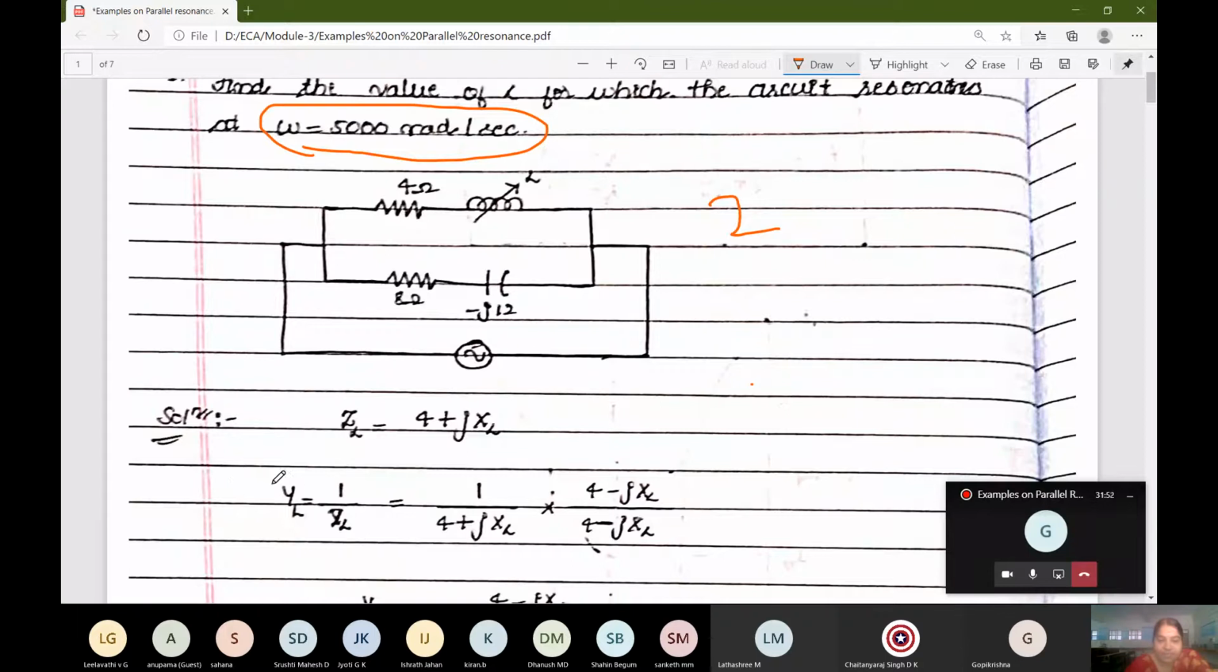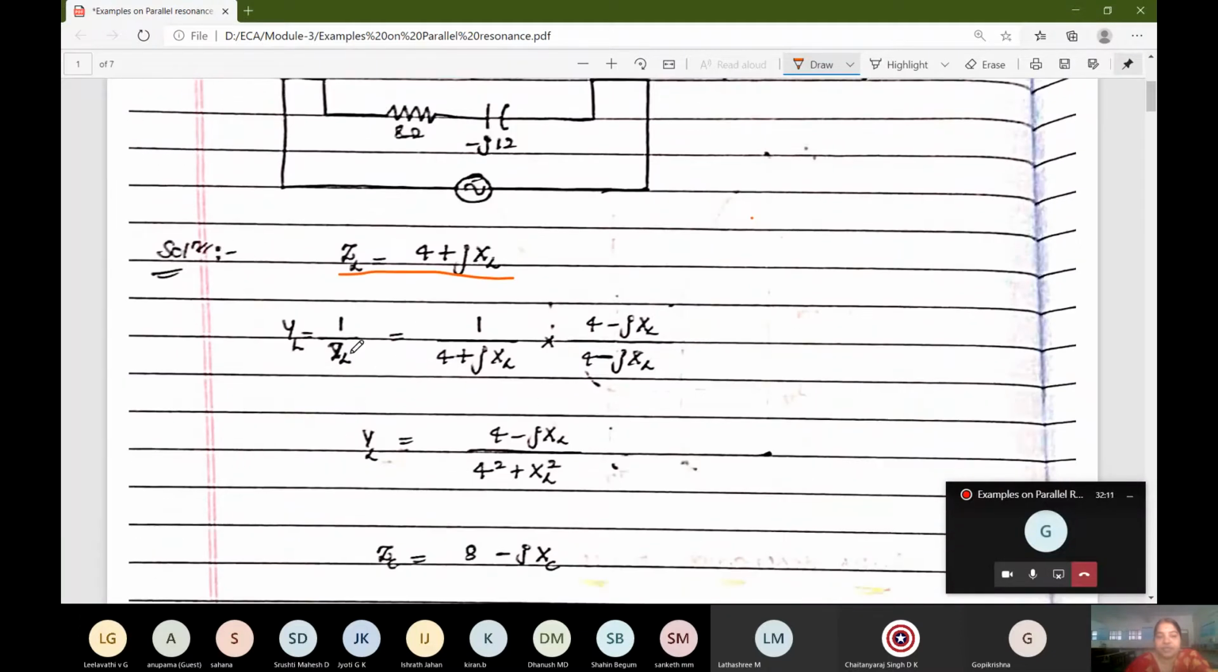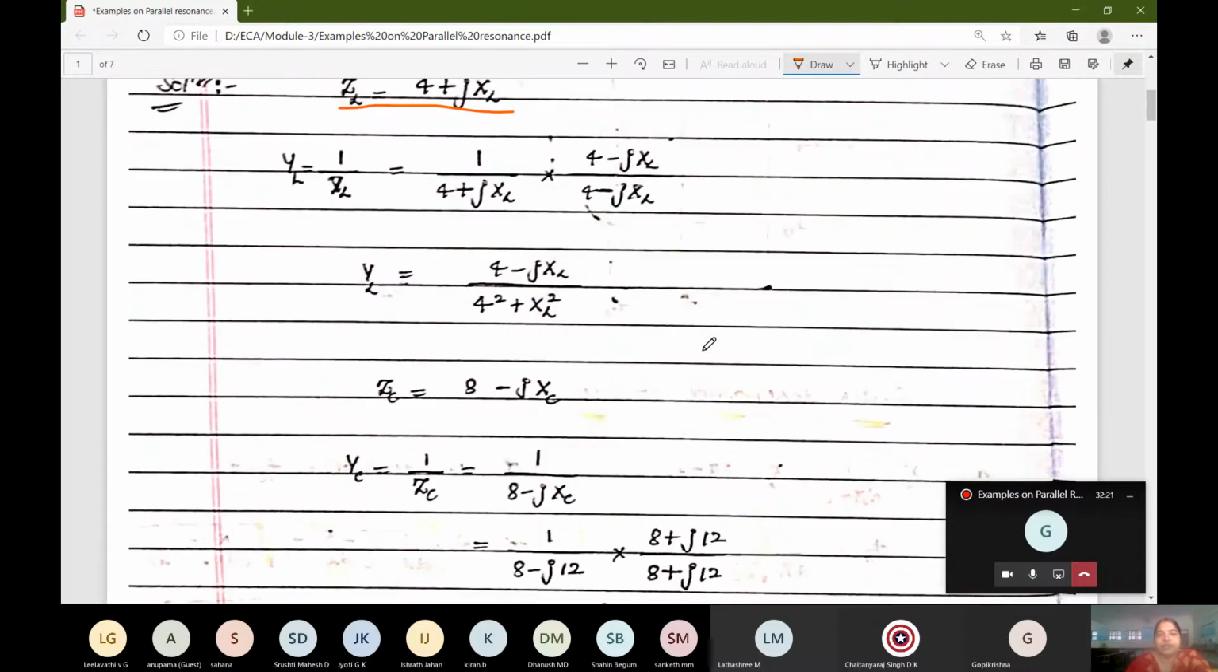If you write first admittance, you have to take reciprocal of it. Admittance is equal to 1 by ZL. So what is ZL? For inductance, it is 4 plus jXL. Inductance, how they are writing? It is written in terms of j. It is 4 plus jXL. So admittance is nothing but the inverse of it. So it is 1 divided by 4 plus jXL. Just rationalize it. Fine. So after rationalizing, what you will get?